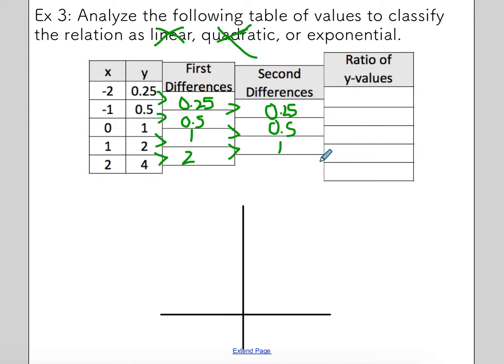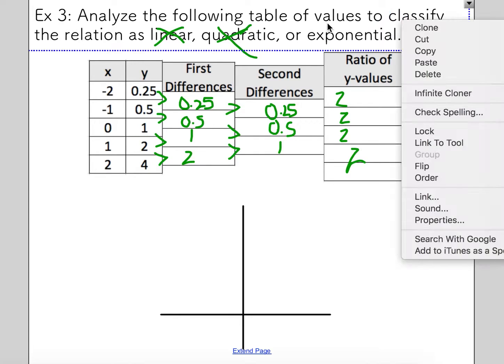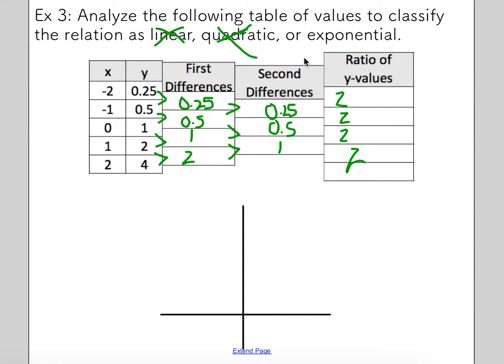If I do 4 divided by 2, I get 2. All right, if I do 2 divided by 1, I get 2. If I do 1 divided by 0.5, maybe you can't do that one in your head, it's 2. Same thing with 0.5 divided by 0.25. So I do have a constant ratio of y values, which is one of the main characteristics of an exponential function. Okay, so I definitely have an exponential function here.